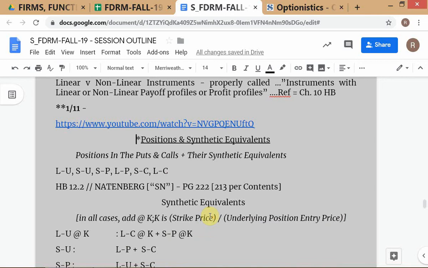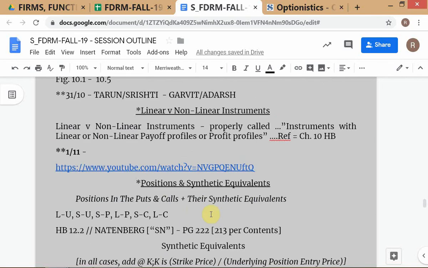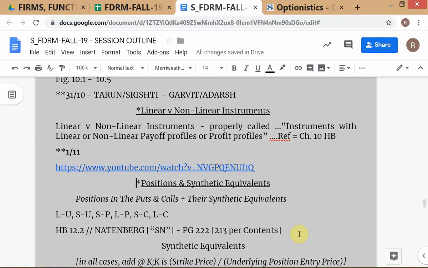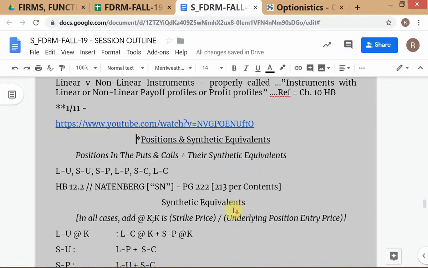Now we go on to our next topic. The linear payoff we have already done, and payoff and profit. So please make sure you go through the logic that I covered, and satisfy yourself on all the other profit and payoff diagrams. Next topic that we are going to is positions and synthetic equivalents.